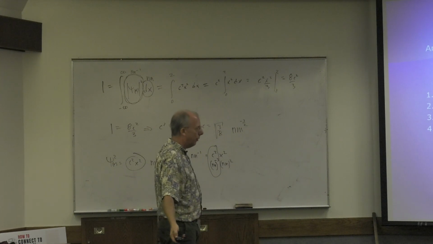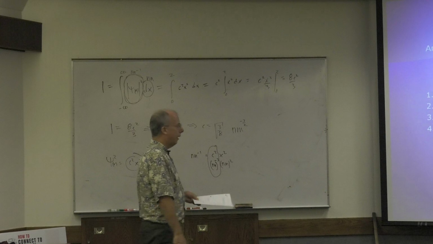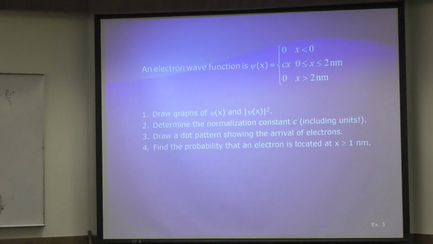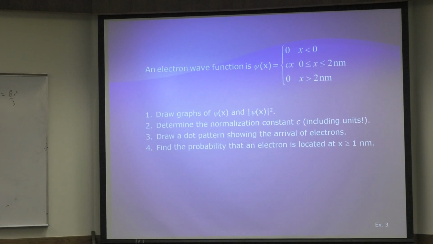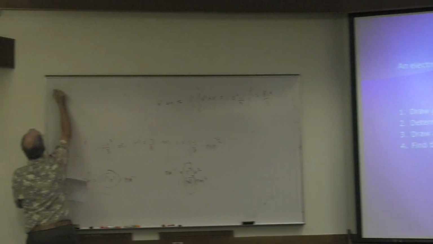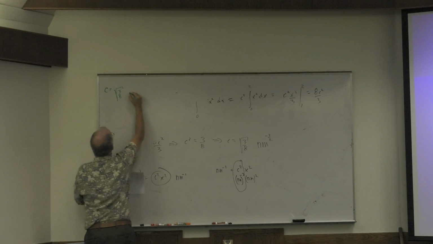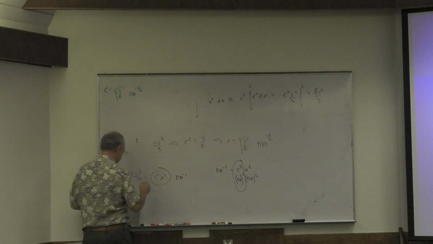Okay, now this is what we want to do, right? Find the probability that the electron is located at x greater or equal to 1 nanometer. That's what we want to do. All right, we can do it. But we've got to write this thing down. So our c equals radical 3/8 nanometers to the negative 3 halves power.